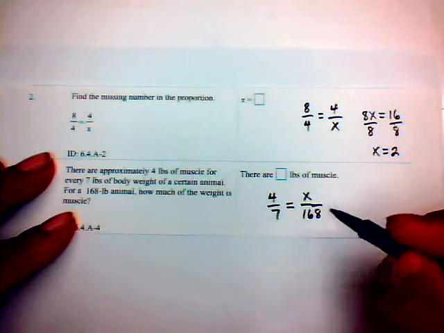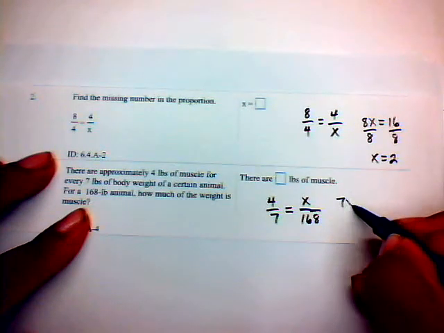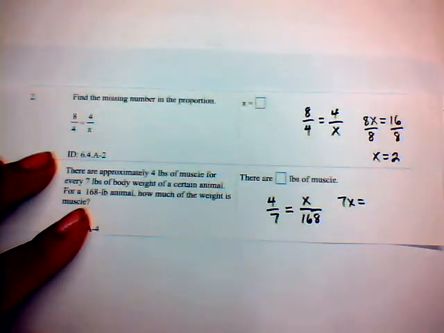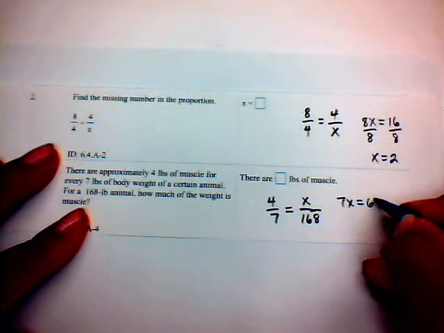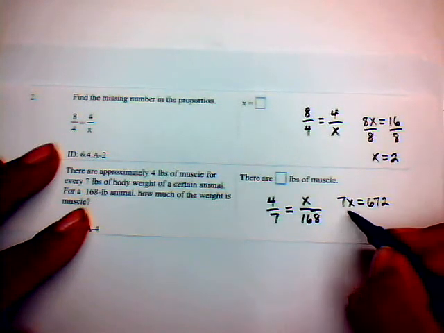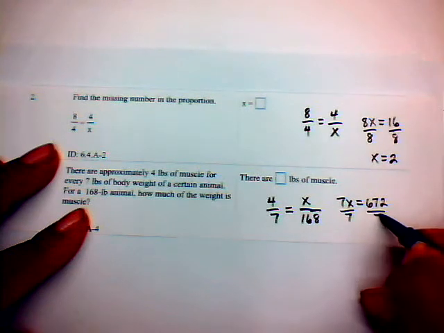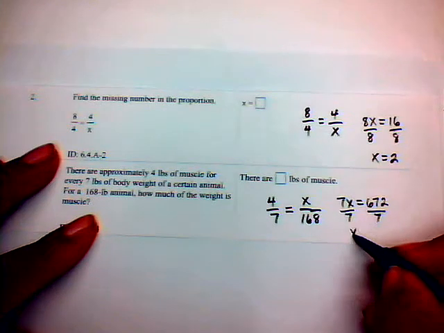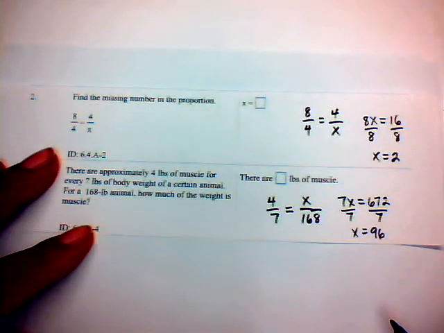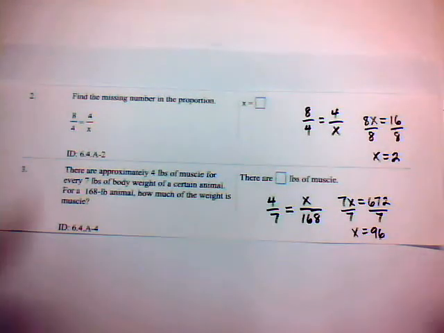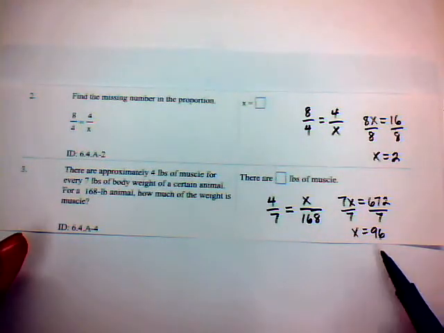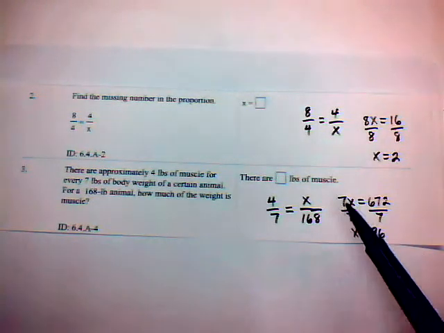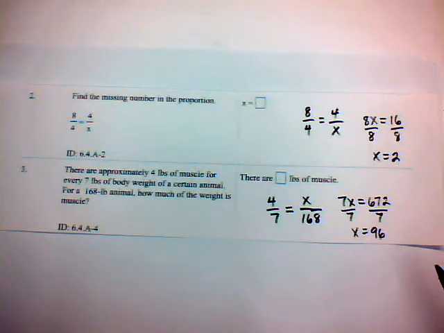Now let's do cross multiplication here. 7 times x is 7x equals 4 times 168. And that's 672. And then you're going to divide both sides by 7 to get x by itself, or to solve for x. So x must be equal to 96. So for this 168-pound animal, that body weight, well, that muscle weight, I'm sorry, is 96 pounds.